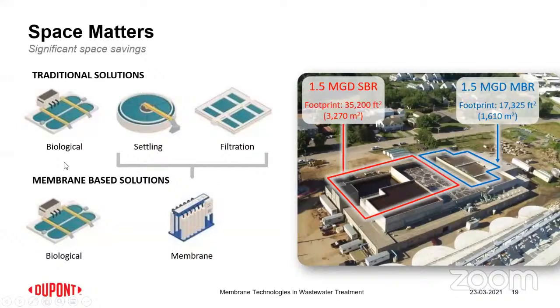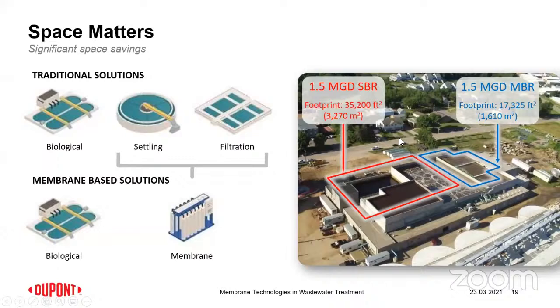So the purpose of MBR, as we call it, is to reduce this space requirement by putting them together. You're doing the settling and filtration in a membrane-based process, and this put together is called an MBR, membrane bioreactor. And you see here an SBR plant of an identical capacity uses almost double the space that an equivalent MBR plant would take.